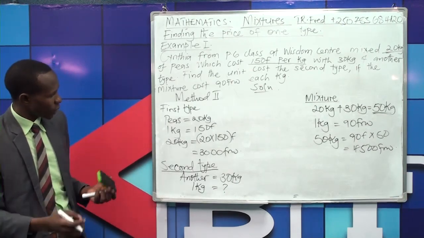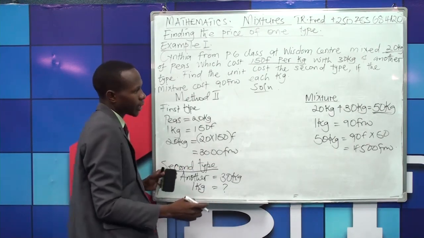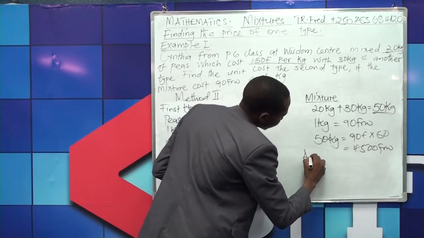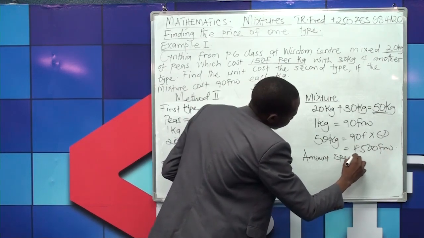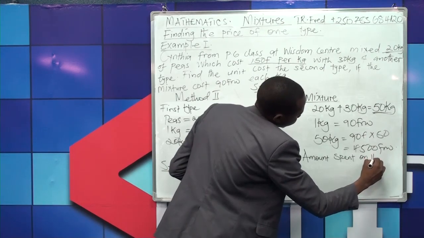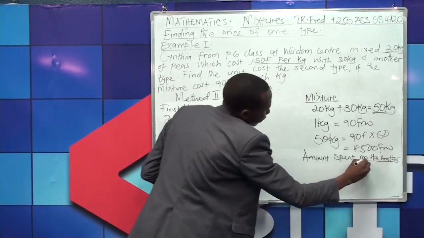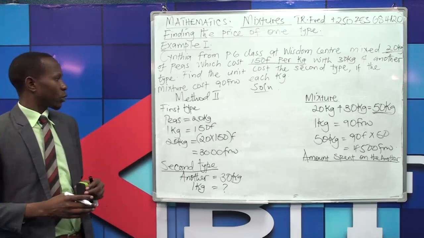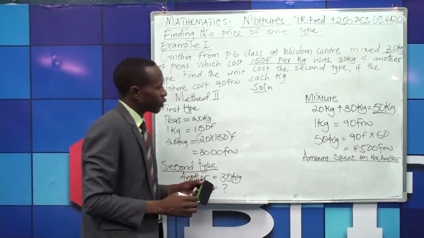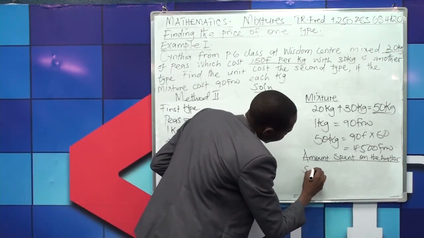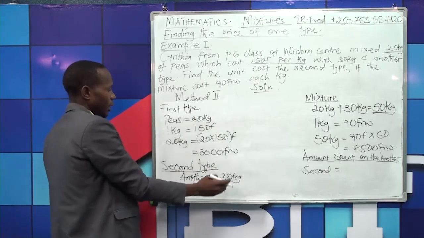Now, for us to be in position to tell the amount which was spent on the second type. Amount spent on the other type. So we want to identify here the amount that was spent on this second type here. How much was spent here? But remember, we say that for us to find the amount spent on the other type, second type, amount which was spent on the second type. This was the first type, this is the second type.